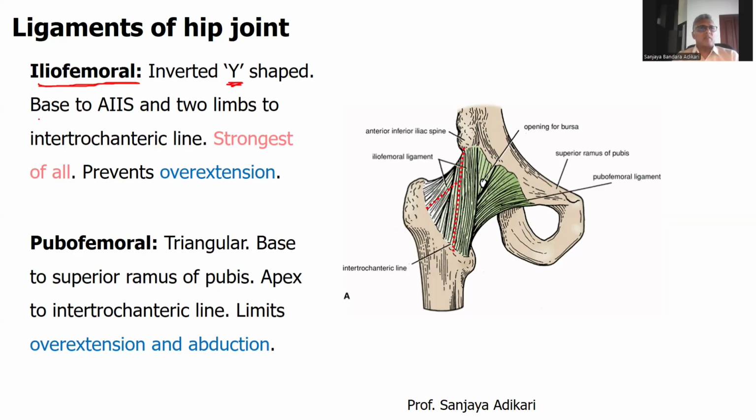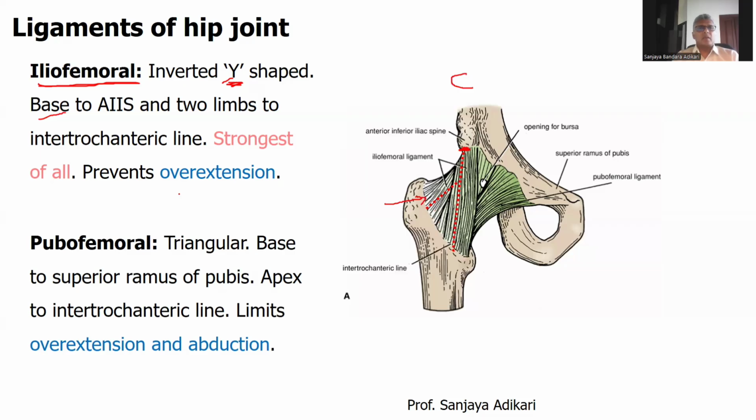Now the base of the Y, this end, is here. The base of the Y is attached to the anterior inferior iliac spine. This is the anterior inferior iliac spine; your anterior superior iliac spine is somewhere here. Then the two limbs of the iliofemoral ligament, the Y, are attached to the intertrochanteric line here. This is the intertrochanteric line on the anterior side.